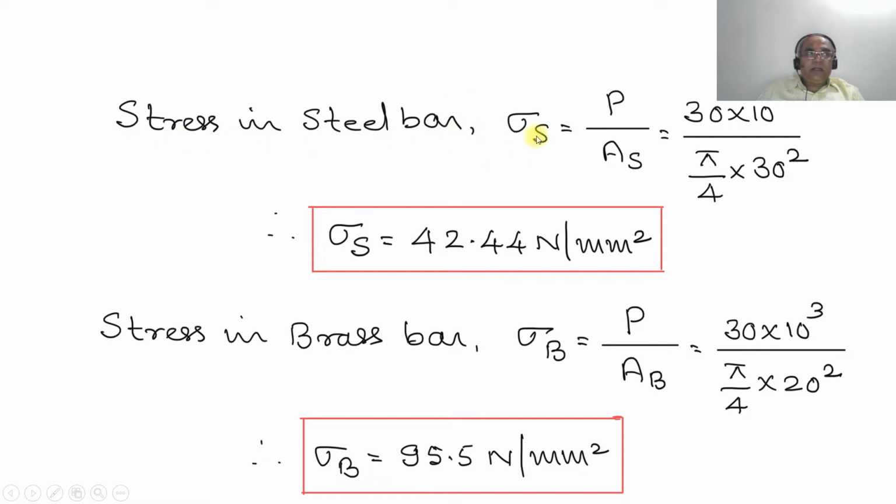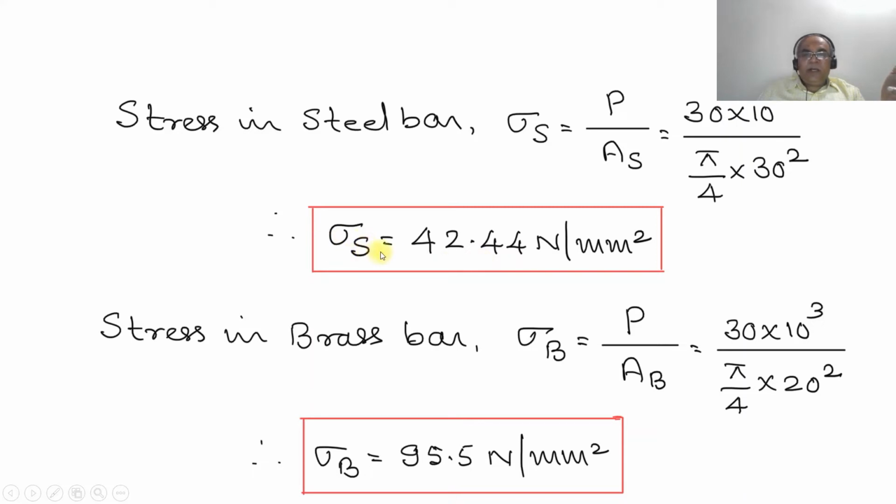The stress in the steel bar, sigma S, is equal to P by AS. So what is P? It is 30 into 10 to the power of 3 divided by pi by 4 into 30 square. That is the area of cross section of the steel bar, because the diameter of the cross section of the steel bar is given to be 30. So pi by 4 into d square, because the area of the circle is pi d square by 4. So 30 into 10 to the power of 3 divided by pi by 4 into 30 square.